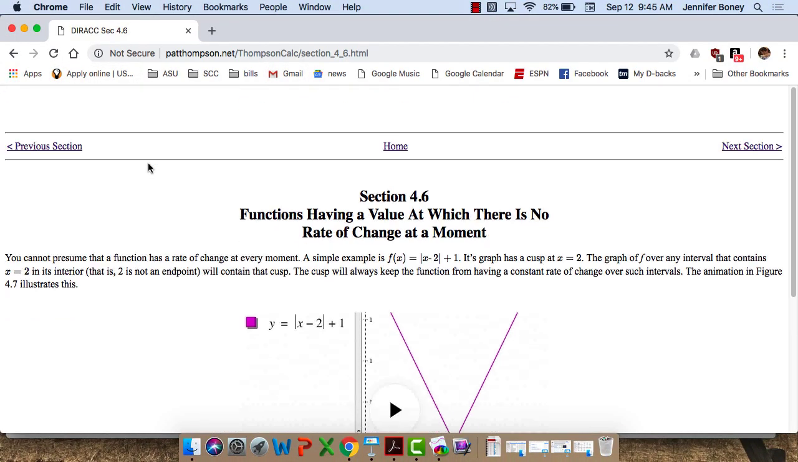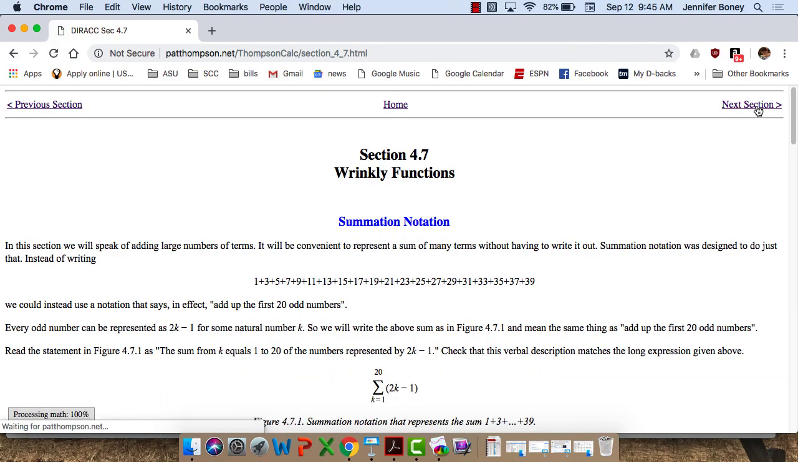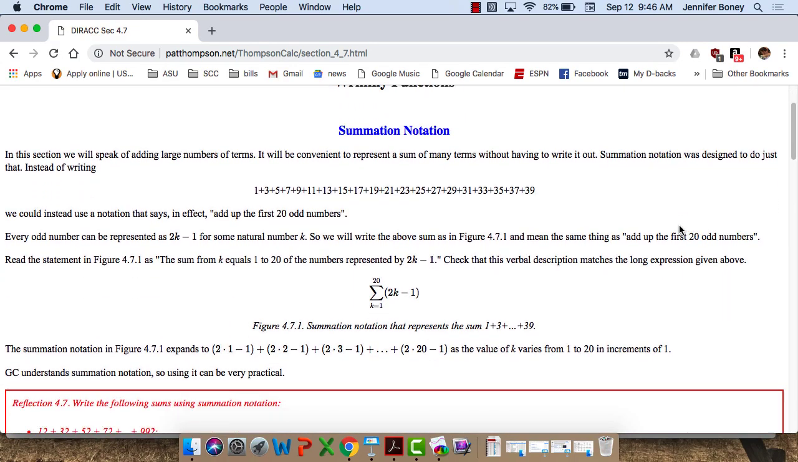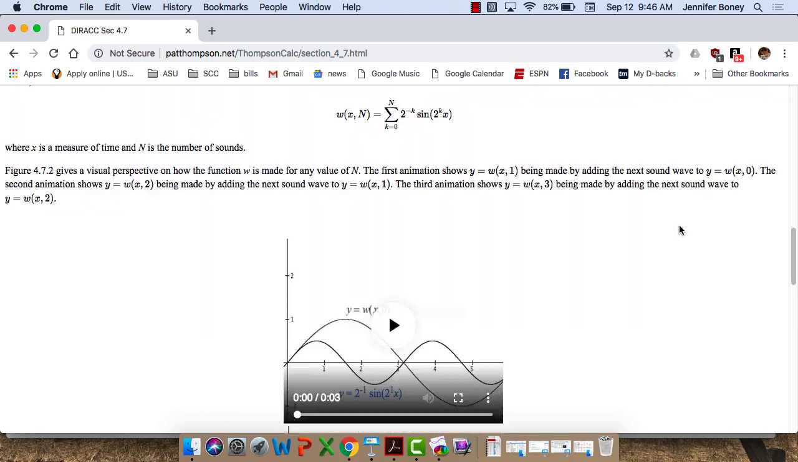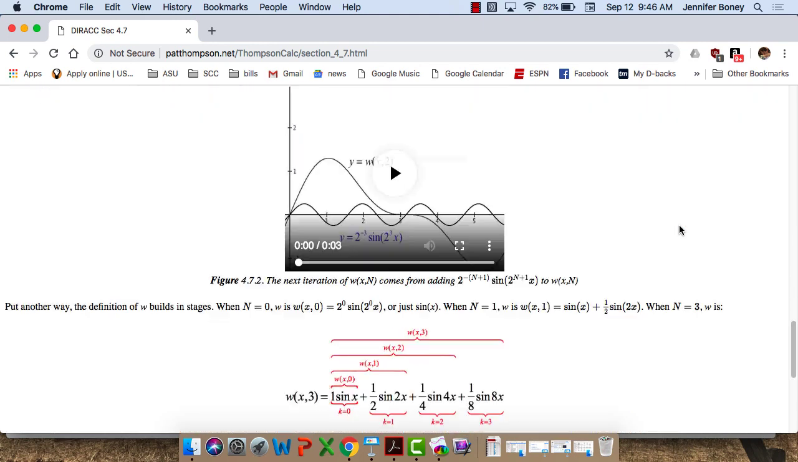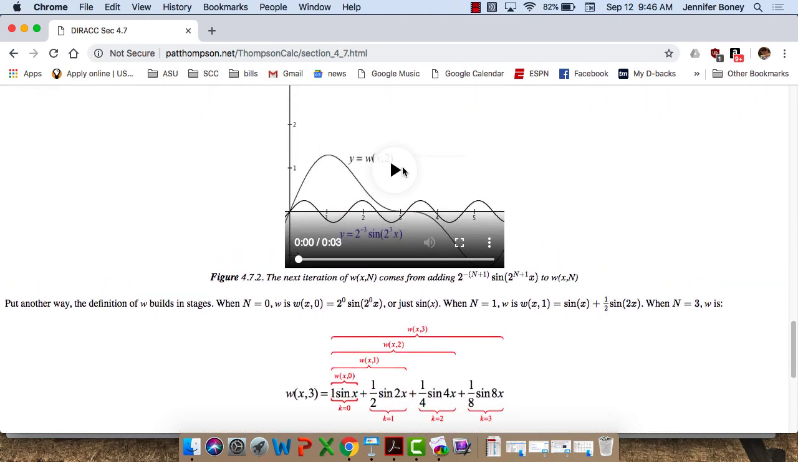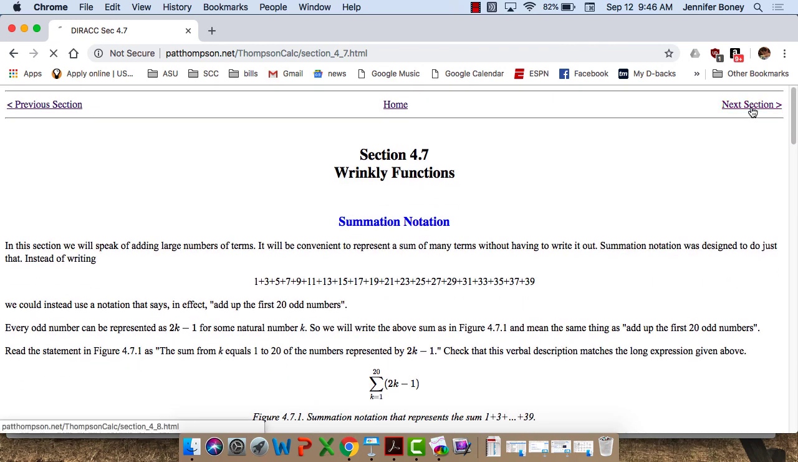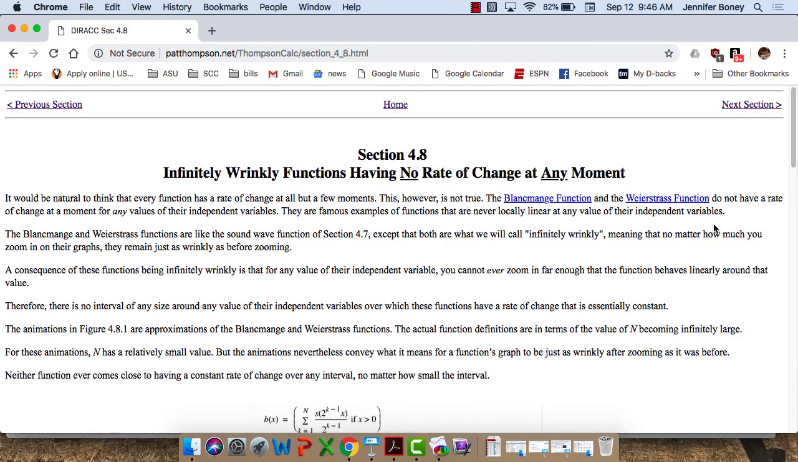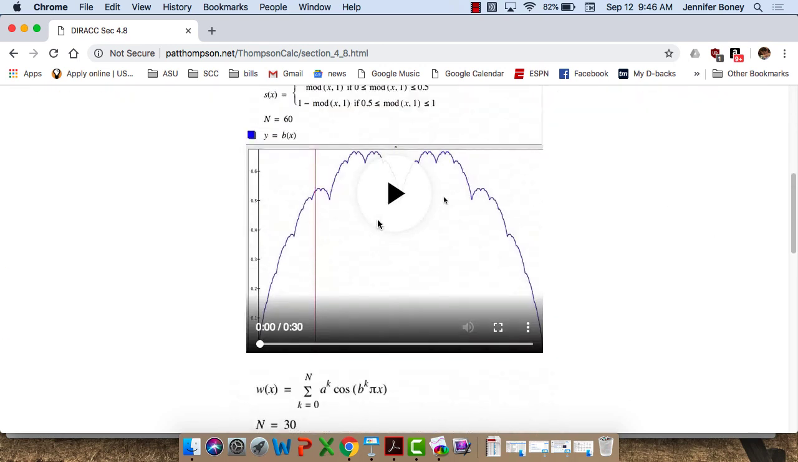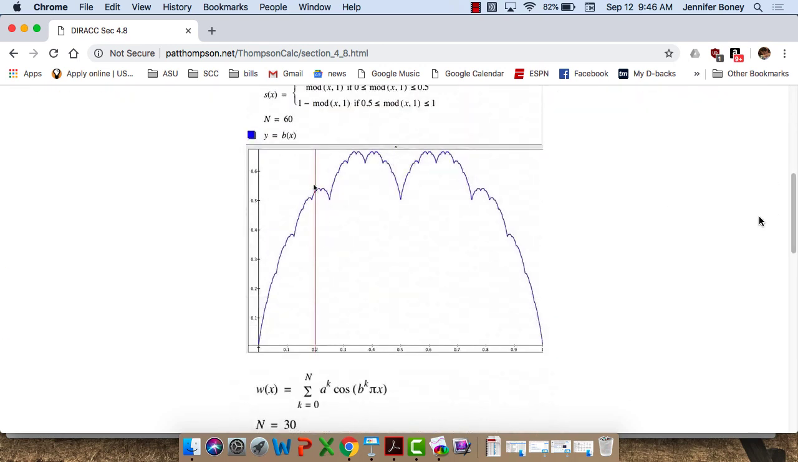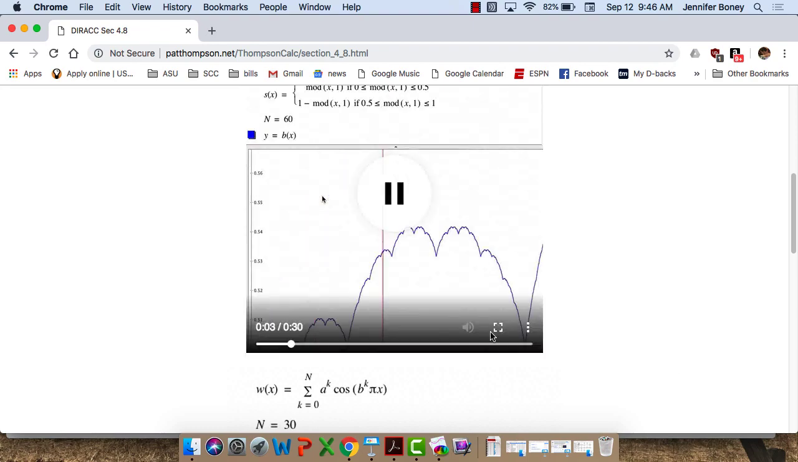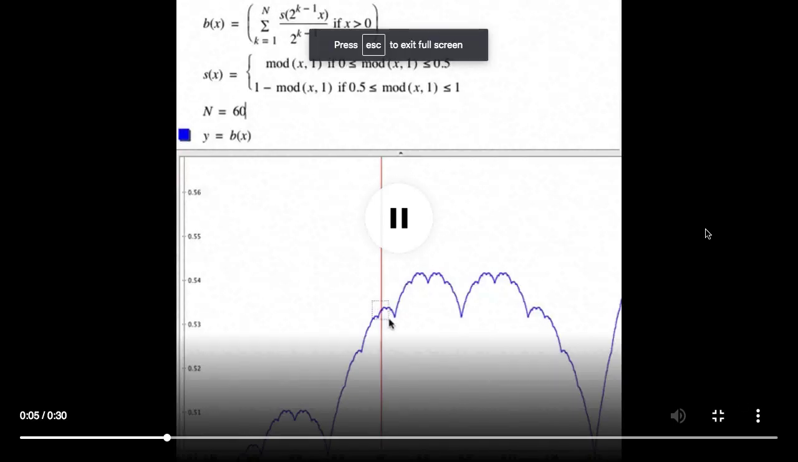In the next section of the textbook, which I didn't ask you to look at because it looks kind of like a mess, it explains these summations, but there are certain sorts of functions that are highly unpleasant, actually. Let me look at the next section. Infinitely wrinkly functions is the name of it, which is kind of a fun name. But this one looks kind of bumpy, so let's zoom in. Let me make this larger. This is called the Blancmange function.